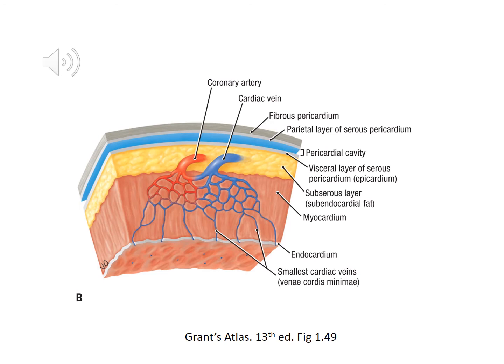This schematic demonstrates the relationship between the fibrous pericardium, the two layers of the serous pericardium, and then the muscle layers of the heart. Note that the coronary arteries and veins lie within the visceral layer of the serous pericardium. That is, these main blood vessels lie actually outside of the heart myocardium, and then little extensions from these major arteries will extend down into the myocardium to supply the heart muscle itself with blood.